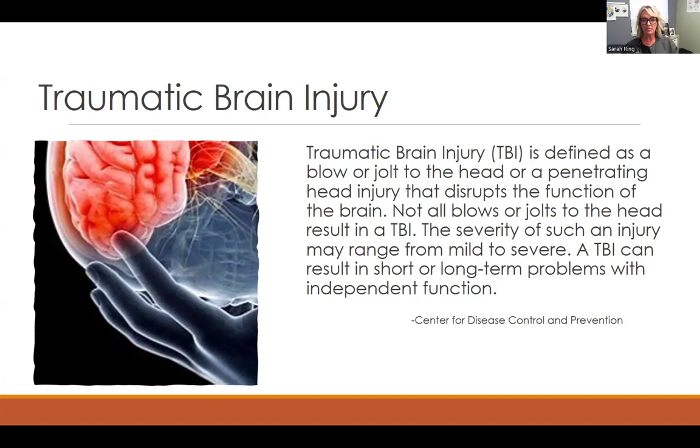And so to clarify the population for which we're talking today, TBI is defined by the Center for Disease Control and Prevention as a blow or jolt to the head or a penetrating injury that disrupts the function of the brain. We certainly know that not all blows or jolts to the head result in a TBI. You may or may not know that the severity of a TBI can range from mild to severe, and we're going to talk about that on our next slide. Finally, TBI can result in short or long-term problems with independent function.